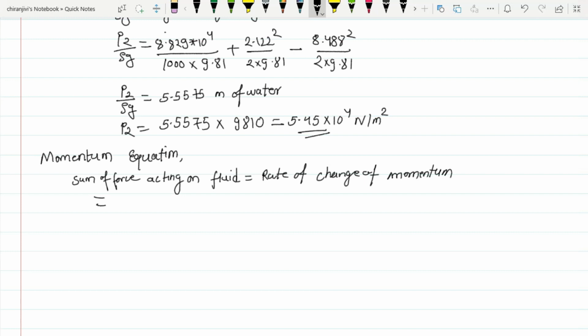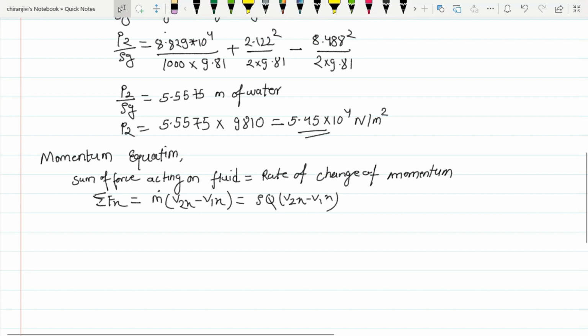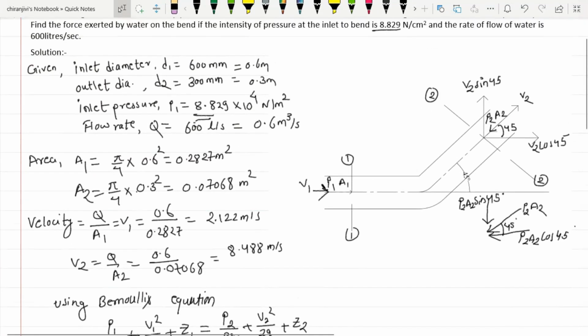For x direction, we can write summation of force in x direction must be equal to rate of change of momentum, which is mass per second into change in velocity, final velocity minus initial velocity. Here suffix x denotes in direction of x. So this is equal to m dot, which is rho Q (v2x minus v1x). So here we have to find the total forces that are acting on the fluid from the figure.